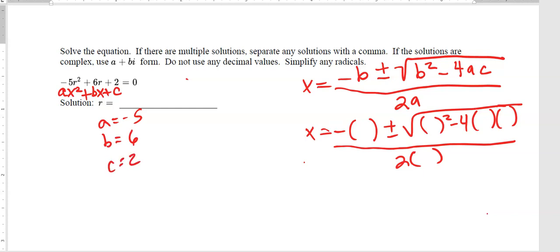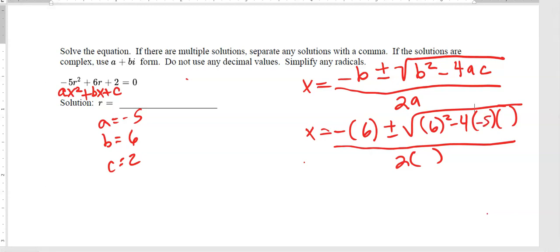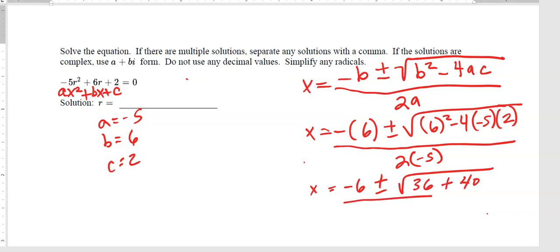So I'm going to replace all those variables in our quadratic formula. So B is 6, and A is -5, and C is 2. So I have -6 plus or minus. I always simplify this discriminant. So that's going to be 36 plus 40, which would become 76.